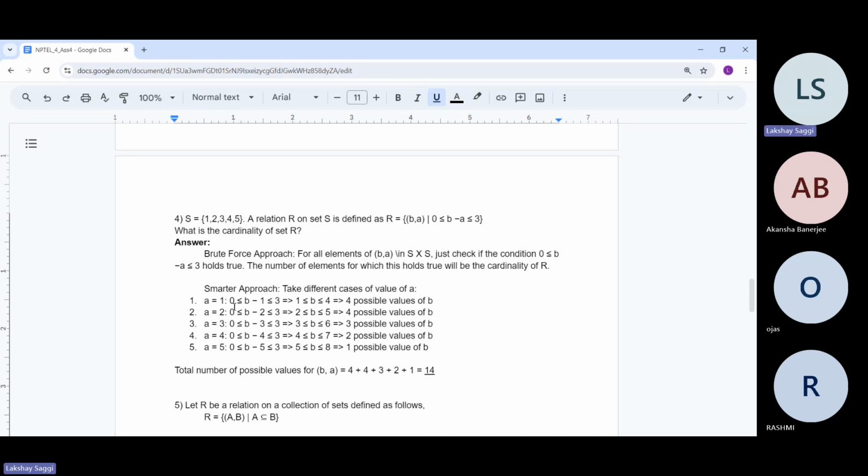So here we only needed to check these 5 cases, right? We did not have to take all the elements in S cross S and check if this condition holds true. We just took these 5 cases and we were able to answer much faster. So yeah, sometimes there are smarter approaches and brute force approaches.